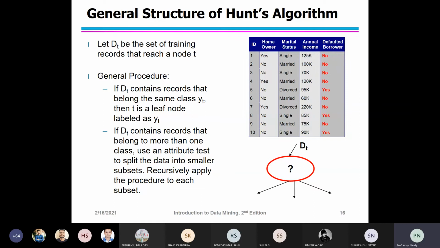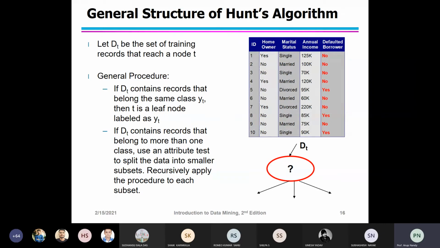And then a child node can be created for each outcome of the test condition. Each subset means a child node is created for each outcome of the test condition, and the records in DT are distributed to the children based on the outcomes. This algorithm is then recursively applied to each child node. So that is the concept.